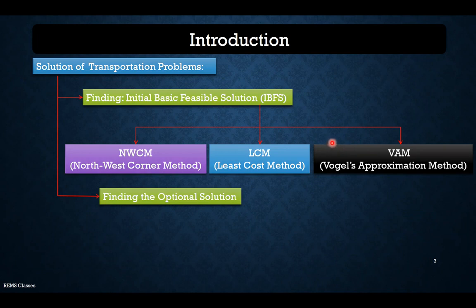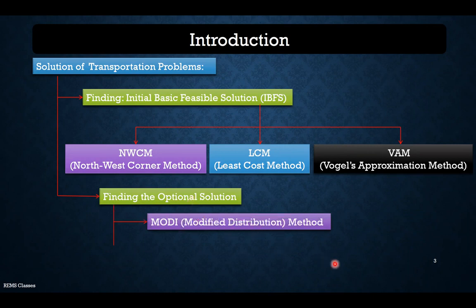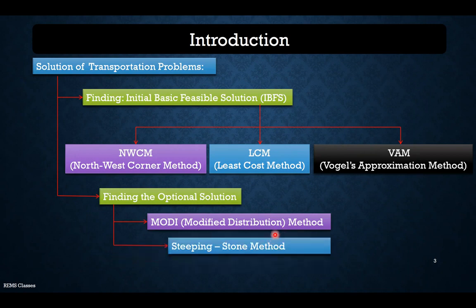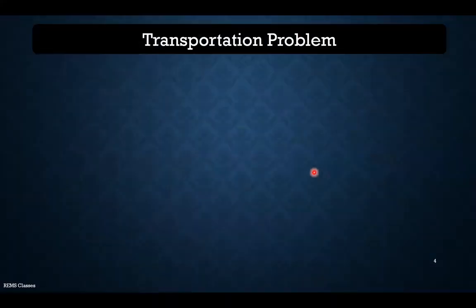Once we have the initial basic feasible solution, we will go for finding the optimal solution of the given problem. For finding the optimal solution, we have two different techniques. One is the modified distribution method, and the other is the stepping stone method. In this lecture, we will talk in detail about the northwest corner method, least cost method, and Vogel's approximation method. First we will start with the northwest corner method.